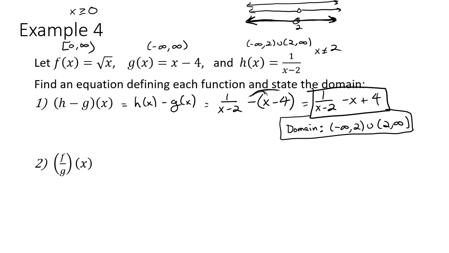Now the nice thing is that if you were now asked to find h plus g or h times g, they would all have the same domain, because those first three combinations always have the same domain. It's just the overlap of the intersections individually. The only thing that potentially changes would be division, because then you would have to introduce potentially extra restrictions on top.